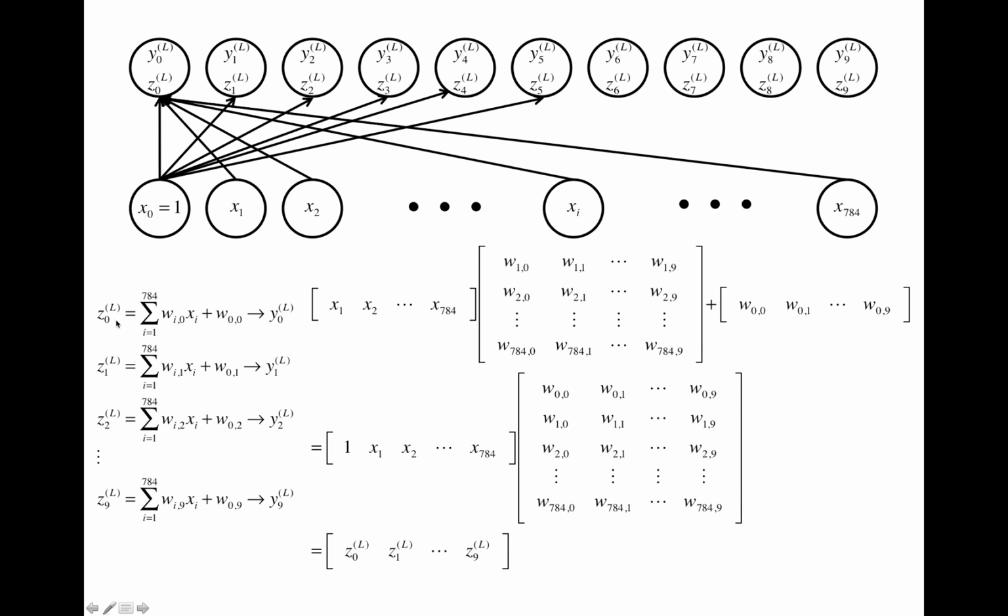So basically, z0 is going to be a weighted summation of all the inputs with their weights given by wi0, and i goes, in this particular summation, from 1 to 784, so it accounts for the inputs x1 to x784, and then plus w00.